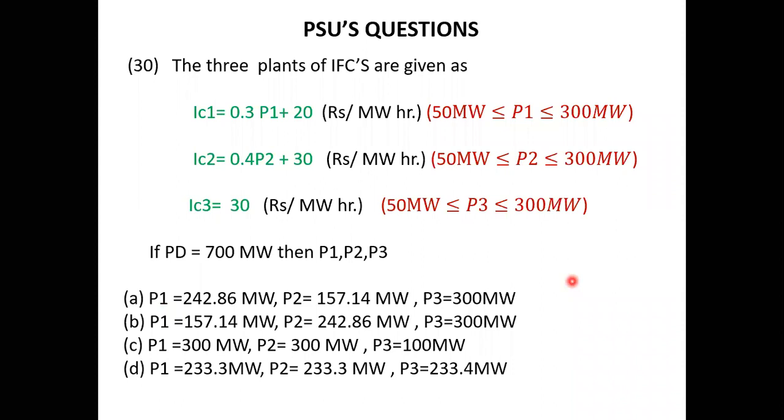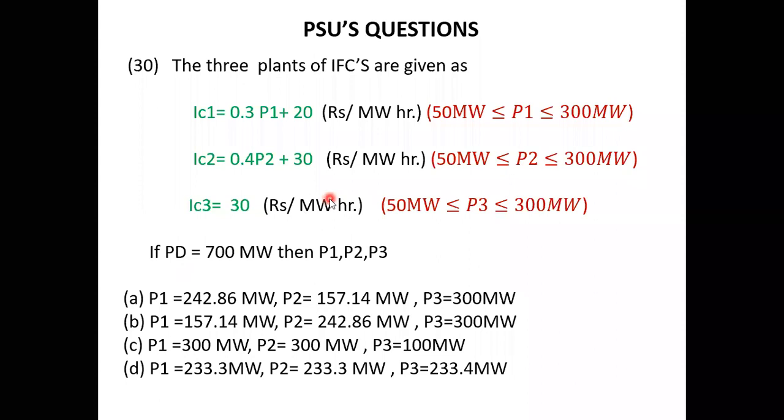So let us consider this problem. Three plants are there, and they have given the three incremental cost curves for IC1, IC2, and IC3. Similarly, we know the values of P1, P2, P3. These are nothing but inequality constraints for P1, P2, and P3. And one more important data is PD equals 700 megawatts. PD means here total demand.